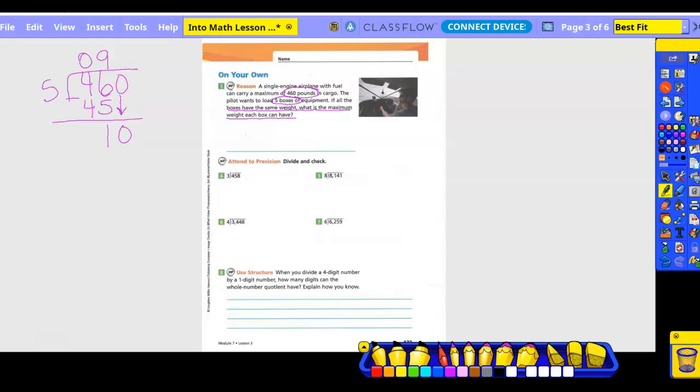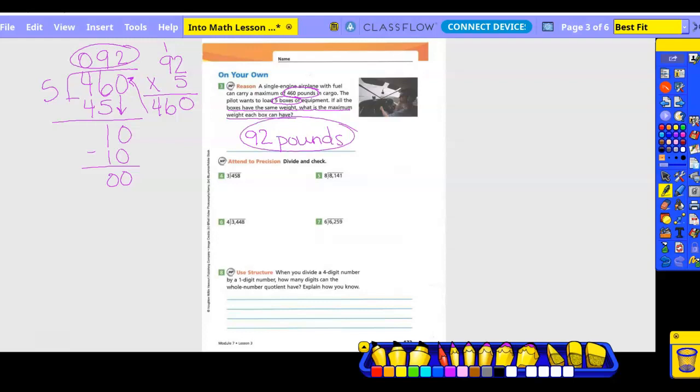How many times does 5 go into 10? 2 times. So 2 times 5 is 10. And nothing left over. Do I have anything else to bring down? No. Okay, so now we're going to check it. So 92 times 5 equals what? 5 times 2 is what? 10. Carry the 1. 5 times 9 is 45 plus 1 is 46. So 460. Does this match that? Yes, so 92 is correct. So our answer would be 92 what? Pounds.